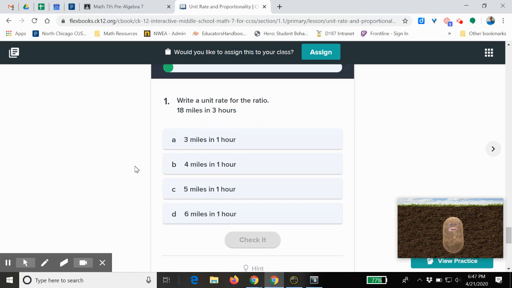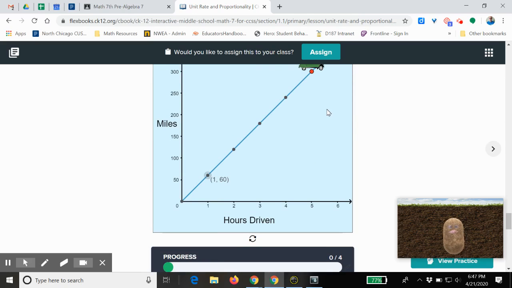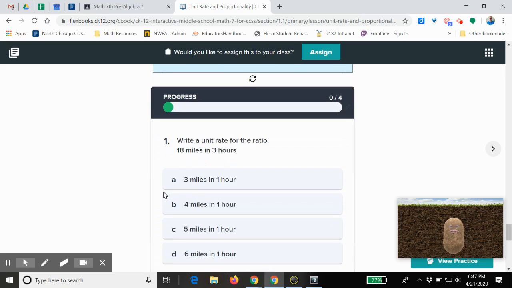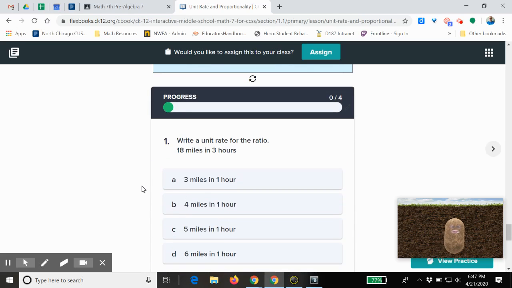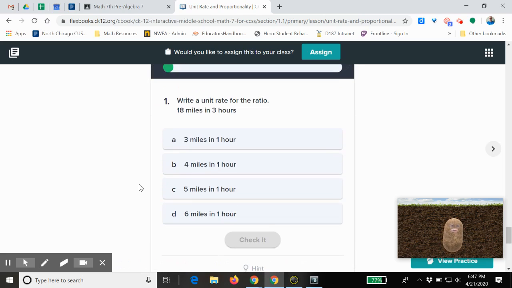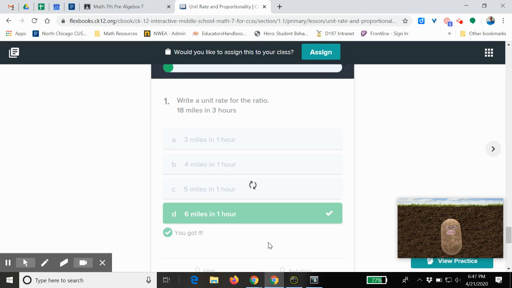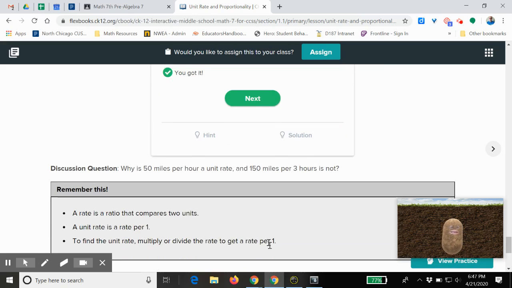So what is the unit rate for the ratio 18 miles in 3 hours? Well, I could bring this down to 18. Doesn't go down to 18. Oh, no, I'm going to have to do math. Well, how do we do that? 18 divided by 3 is 6. 3 divided by 3 is 1. So that would be 6 miles per hour. Yay, I got it right.